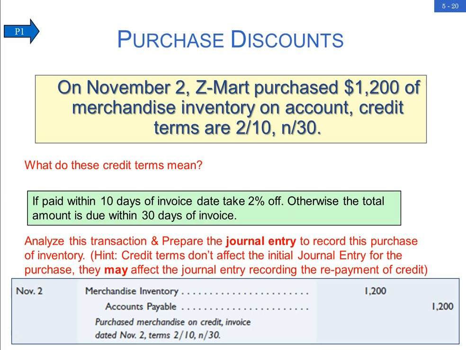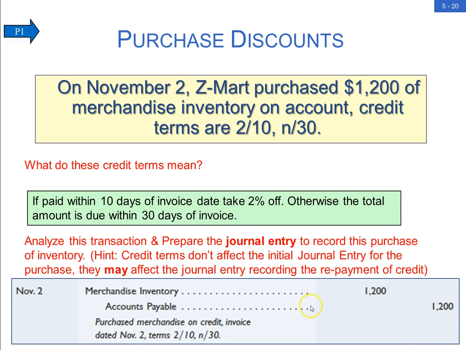with purchasing merchandise inventory. And we are the accountants for this company called Z-Mart, right? We're purchasing goods and we sell goods. We just purchased $1,200 of merchandise inventory on account, and the credit terms were as follows. Of course, when we purchase that inventory, we're showing that our inventory has increased, an asset, by $1,200, and we're showing an increase in a liability by crediting it, right?